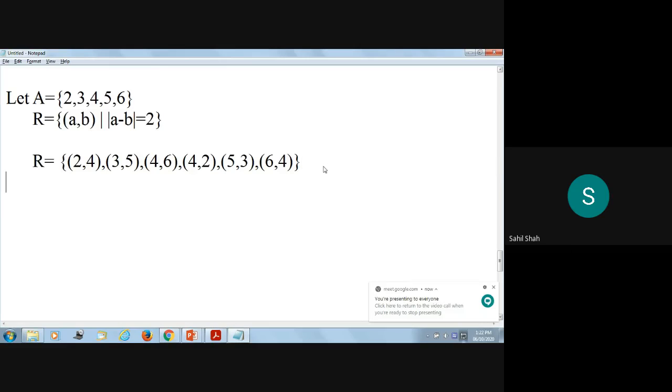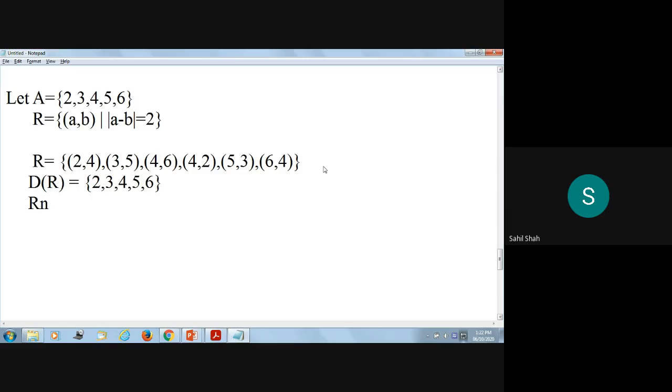So in this case, what will be the domain? It is denoted using the symbol D of R. D of R stands for domain of R, the set of all elements coming before the comma in the relation. So I am observing 2 is coming, 3 is coming, 4 is coming, 5 is coming, as well as 6 is coming, without repetition.